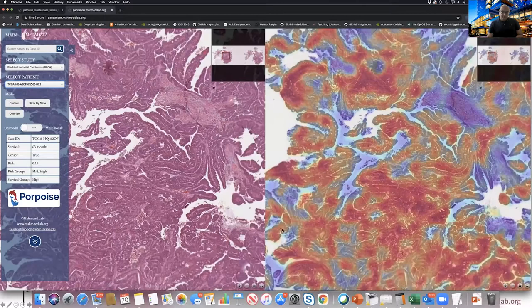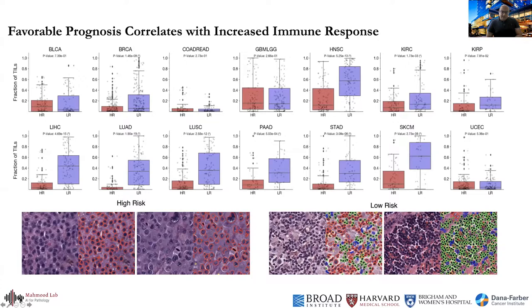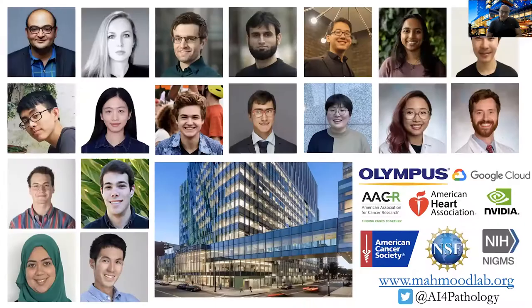We also analyzed the high attention regions and found that for the patients who had a better prognosis, their high attention corresponded with a stronger immune response. And that's consistent with what the community is thinking. And I'll just end here.